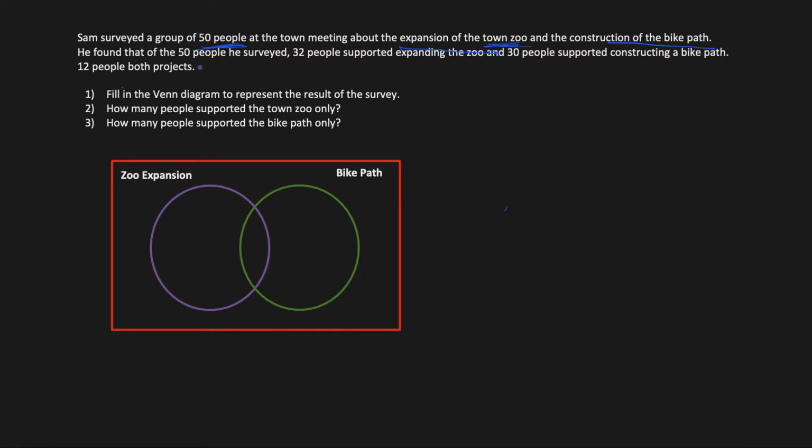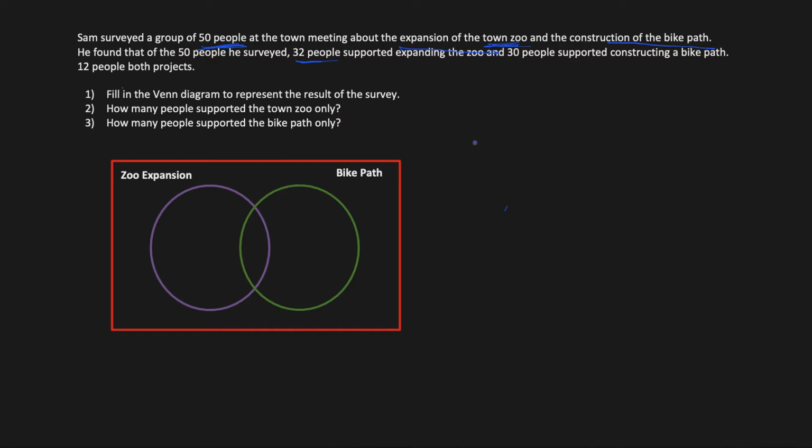And he found that of the 50 people he surveyed, 32 people supported expanding the zoo, and 30 people supported constructing a bike path, and 12 people supported both the projects. Now first we'll have to fill in this Venn diagram to represent the result of the survey. So of 50 people, how many supported the zoo, how many supported the bike path, and how many supported both. And then we'll look at how many people supported just the zoo expansion, and how many supported the bike path only.